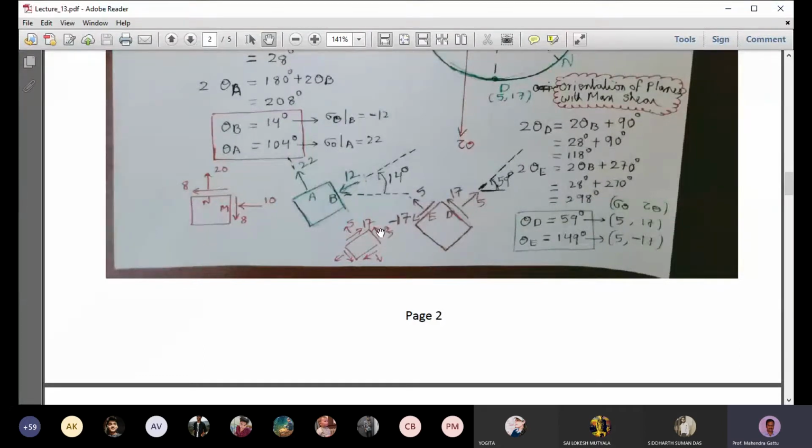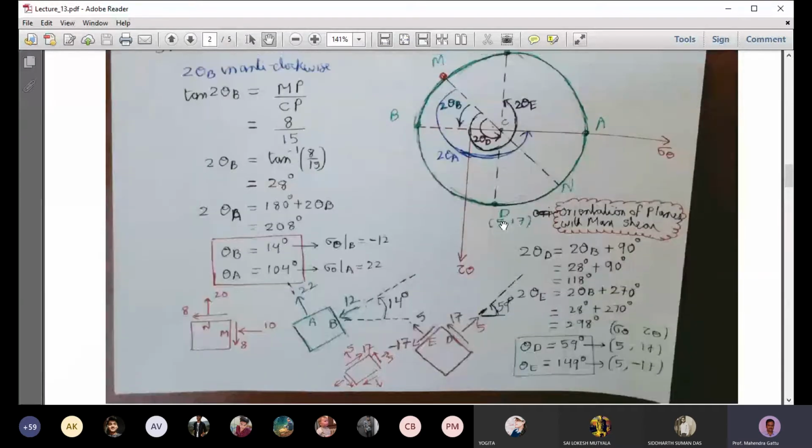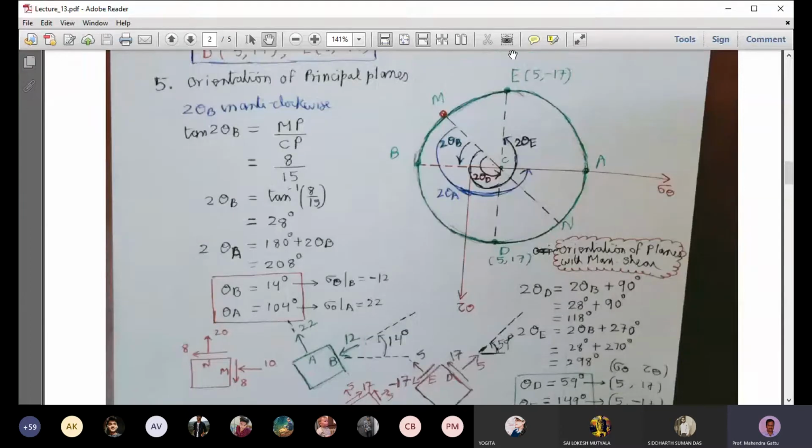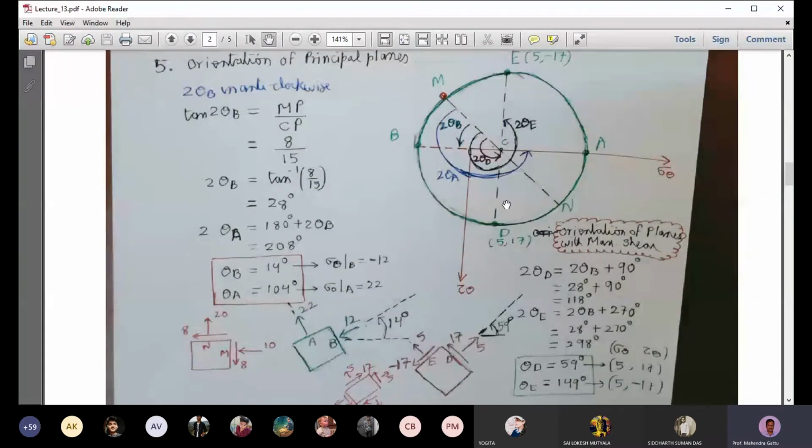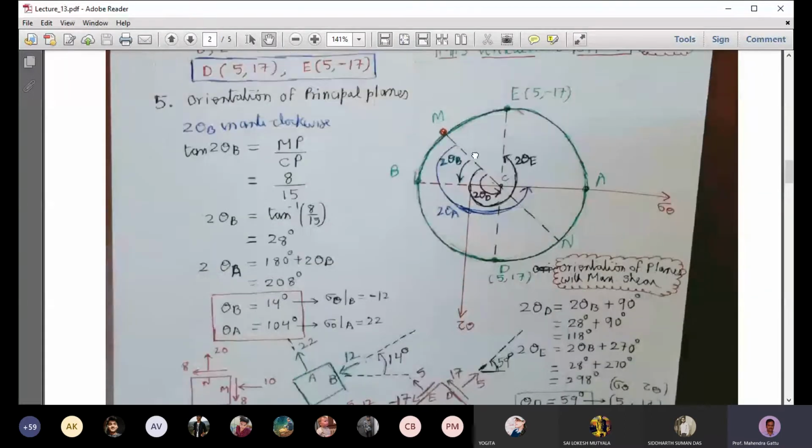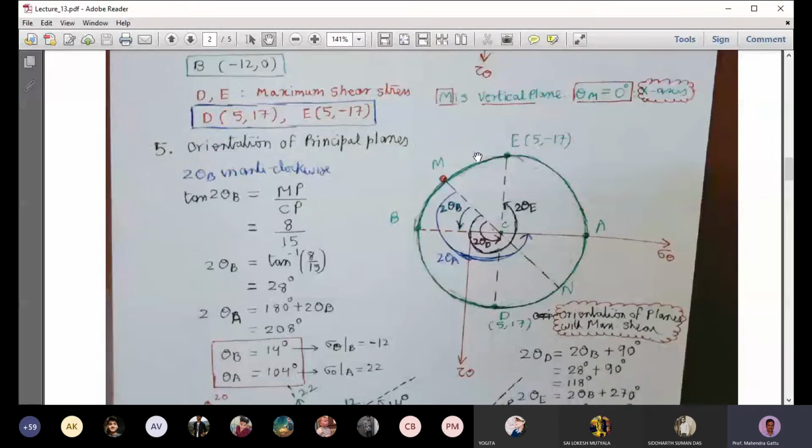Okay. So we see that both the normal stresses on those two planes are same, because sigma theta for plane D and sigma theta for plane E are both same and they are equal. Yeah, they are 5. It has a value of 5. So this is another illustration of using that plane stress Mohr circle for analyzing plane stress problems.